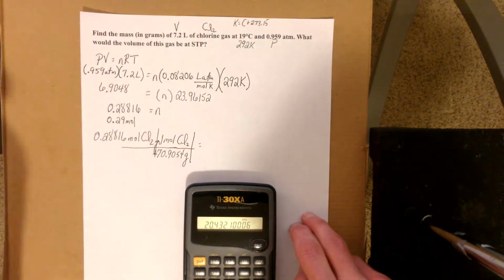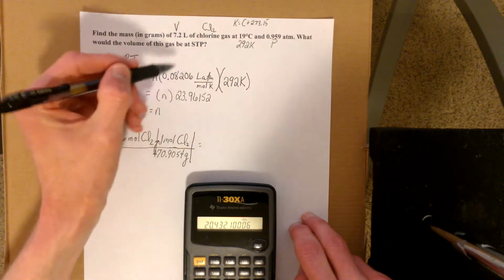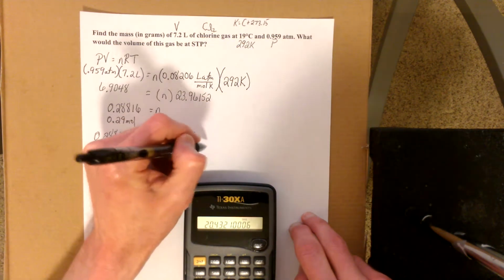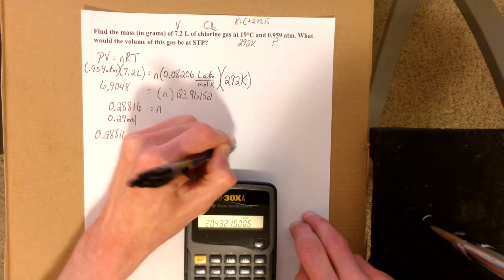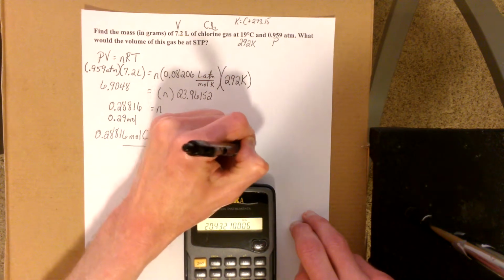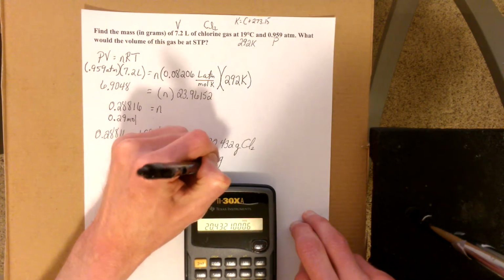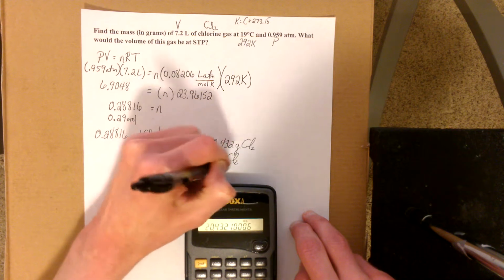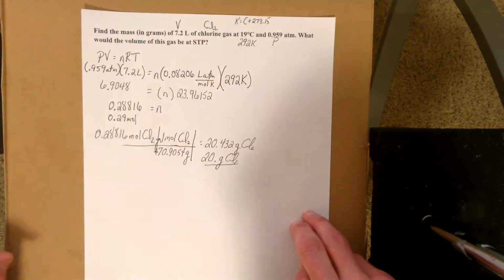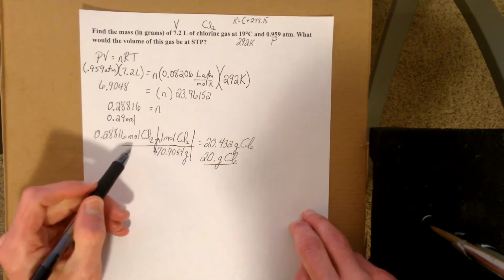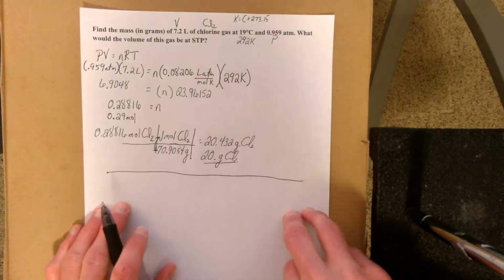Okay, so with 2 sig figs here, because we're backtracking all the way to 7.2 liters and 19 Celsius, it would be 20.432 grams of chlorine gas there in our calculator. We round to 2 sig figs and it is 20 grams of chlorine gas, and that is our mass. So my apologies, I got this upside down here. All right, so now the second part of this question.